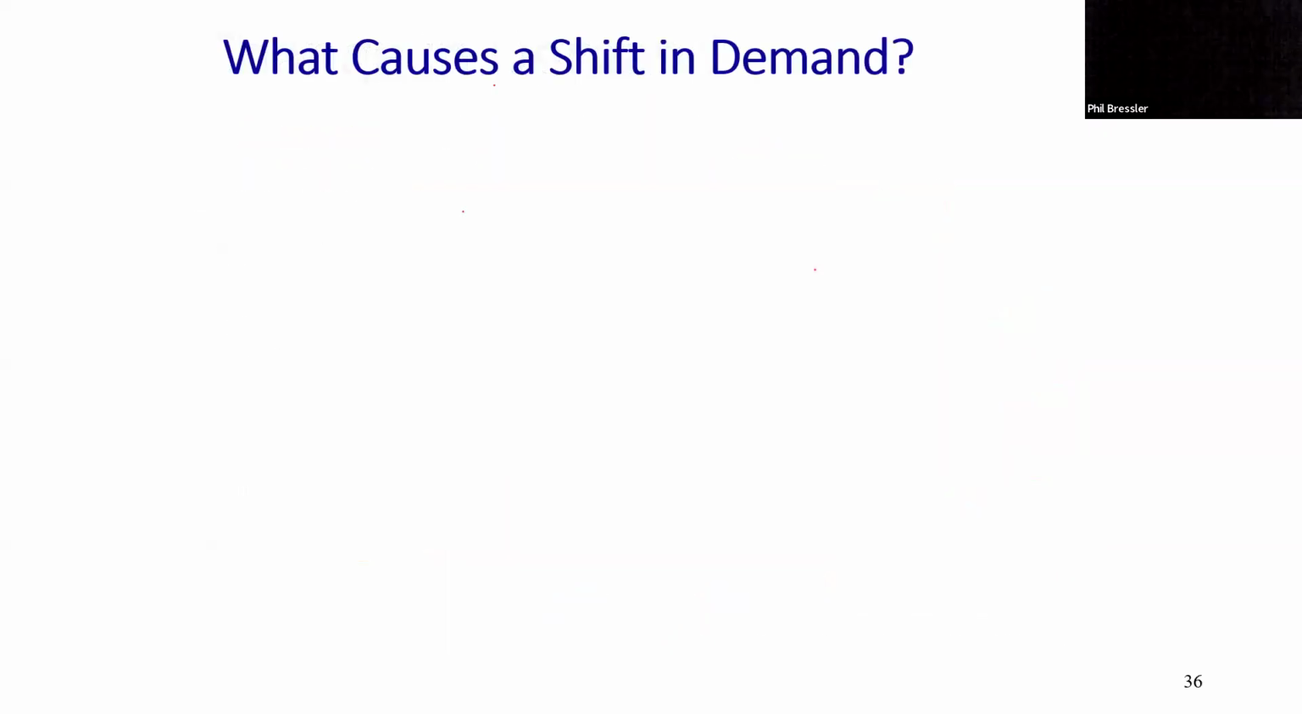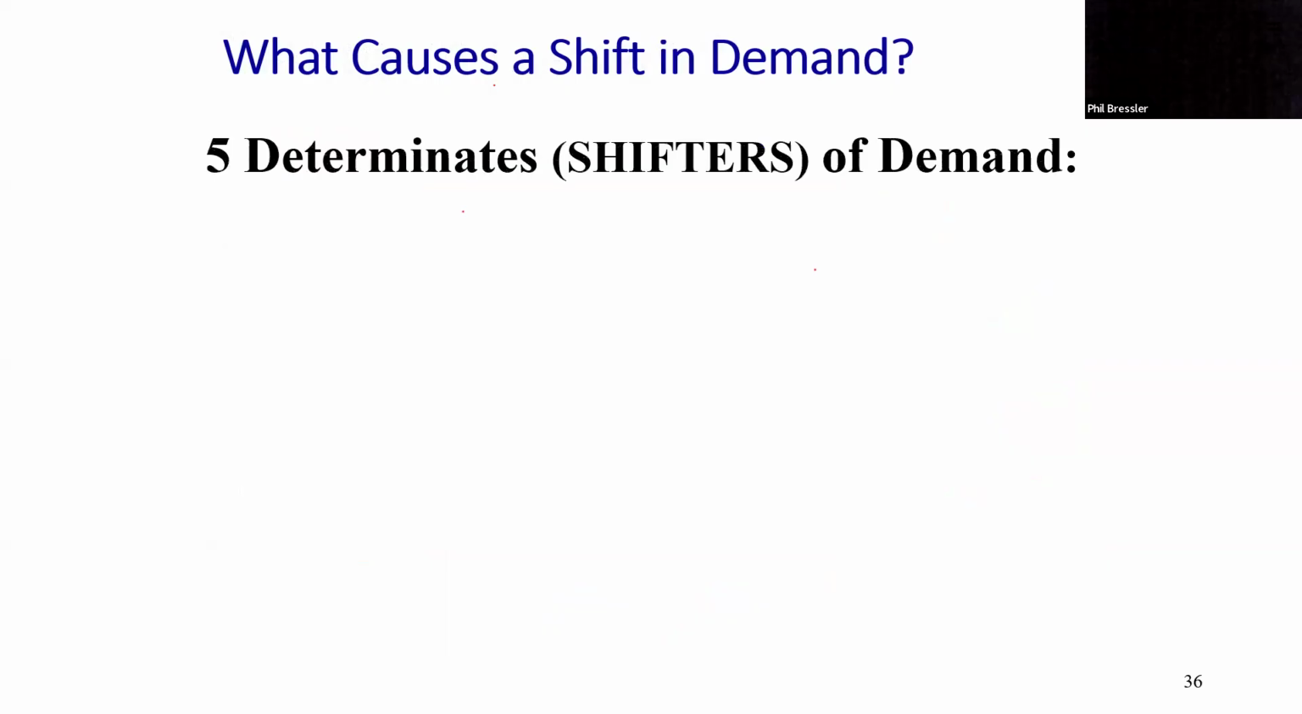All right. What gets the curves to shift? There are 5 things. They're called determinants or shifters. They are the only thing, like the 4 things for production possibility: change in quantity or quality of resources, change in technology, change in human resources, change in capital stock. Those are the only 4 things that could shift that curve. These are the only 5 things that could shift the demand curve. I remember them with TIMER.